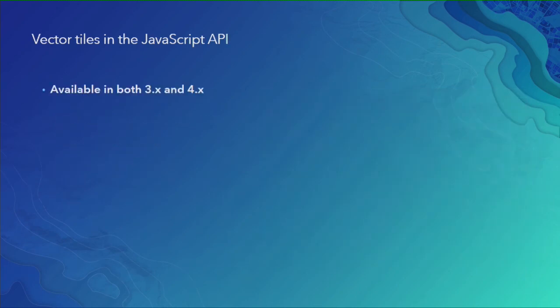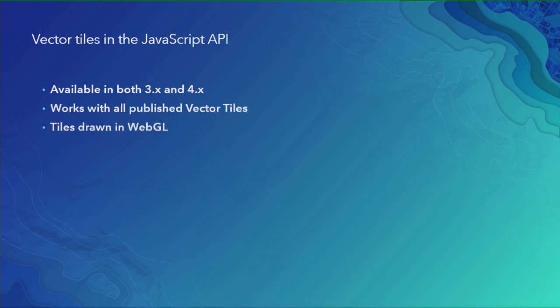And the vector tile layer, we've been talking about both the 3x and the 4x API. It's available in both and works with all those published vector tiles. Keep in mind that it draws via WebGL. So you gotta keep that in mind with your customers and what the WebGL capabilities of their browsers are. And there's not much of an API to this vector tile layer in the JavaScript API. I can do that hit test. I can set the style, and that's about it.